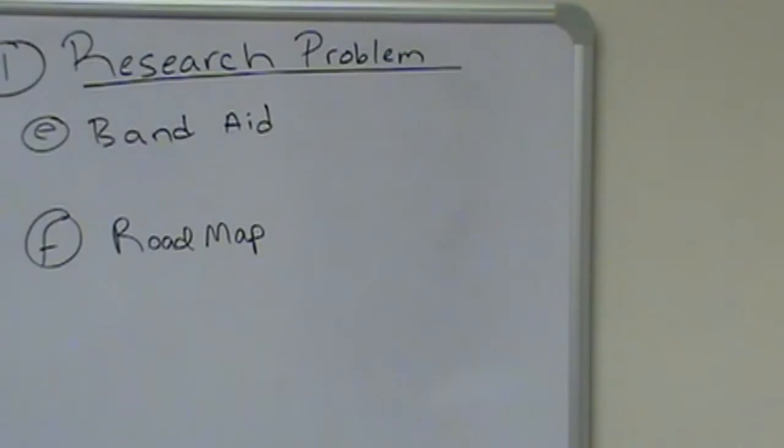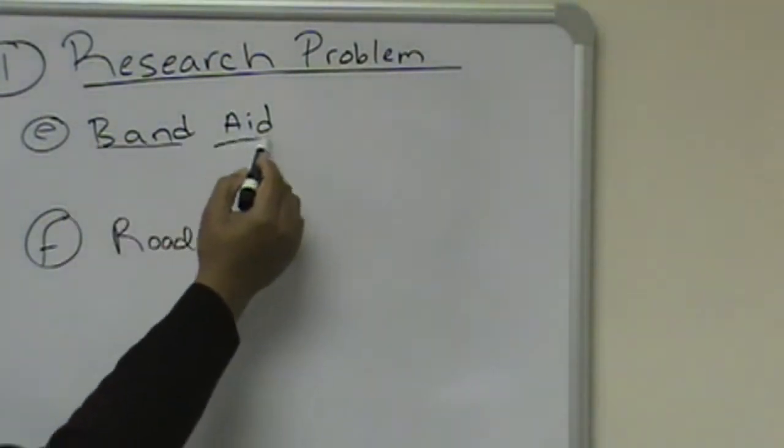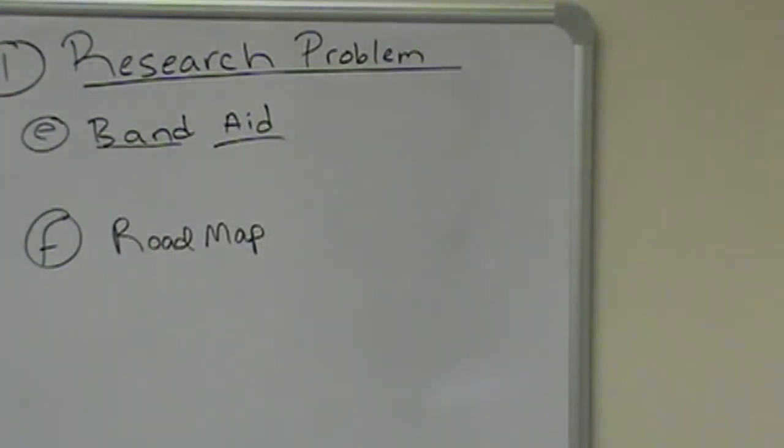Okay, so we're continuing our discussion of the first part of the research paper introduction. We ended with the cut. We cut the reader, but we didn't provide that Band-Aid yet, so let's do that. The Band-Aid is your proposed intervention.